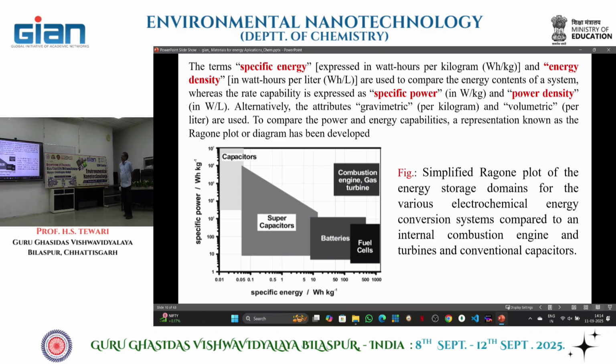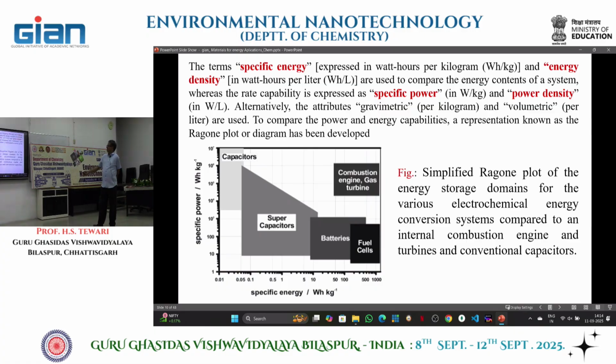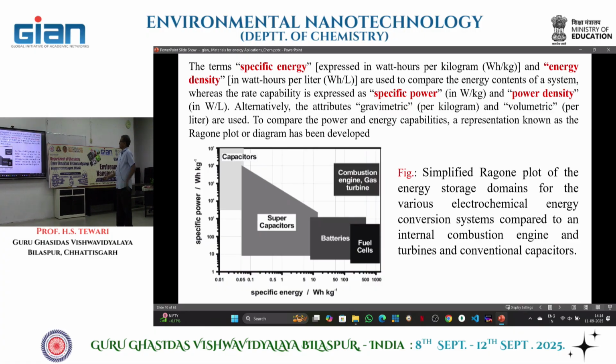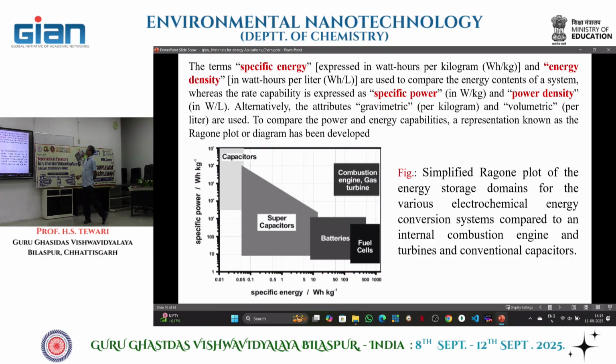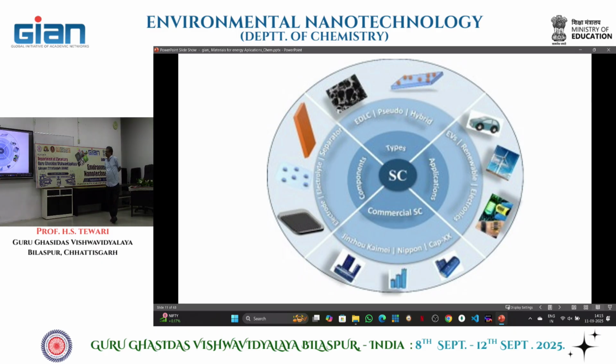So this is a diagram that is called the Ragone plot. So you can see these are the conventional capacitors. Then we have fuel cells which have a very high specific energy, and conventional capacitors have a very high specific power. So supercapacitors are in between these two devices. This is supercapacitor, then there are various types of supercapacitors, then components of supercapacitors, commercial supercapacitors, and applications of these supercapacitors.